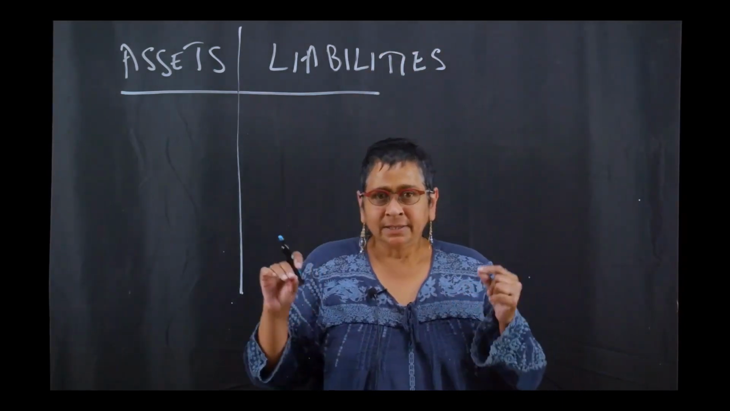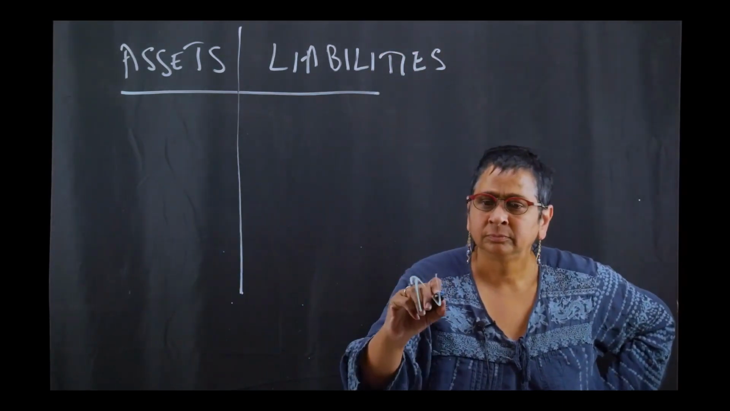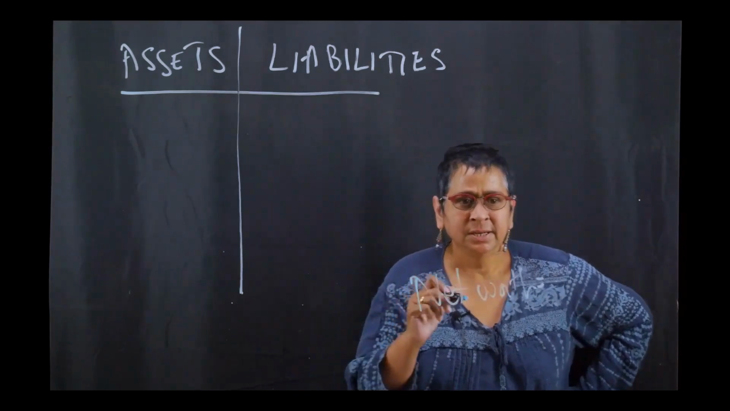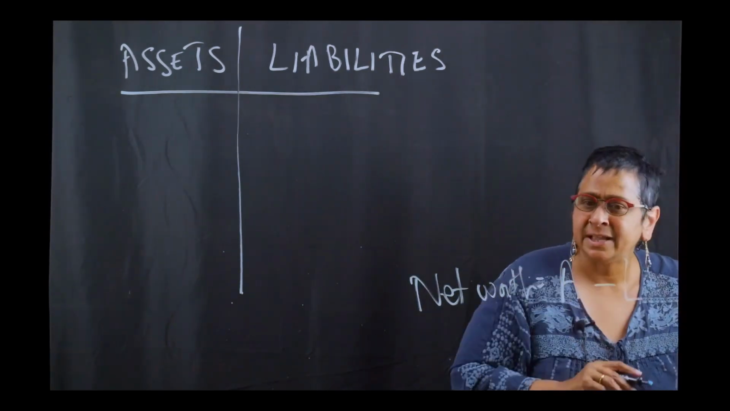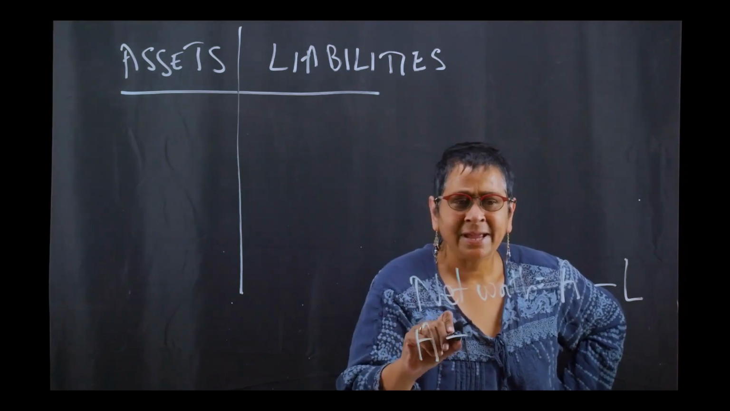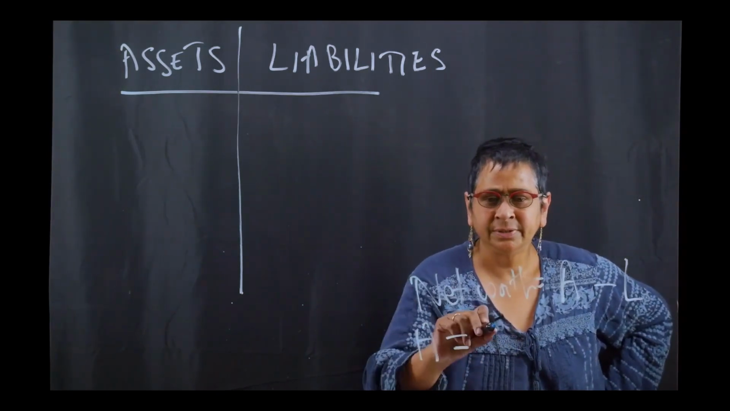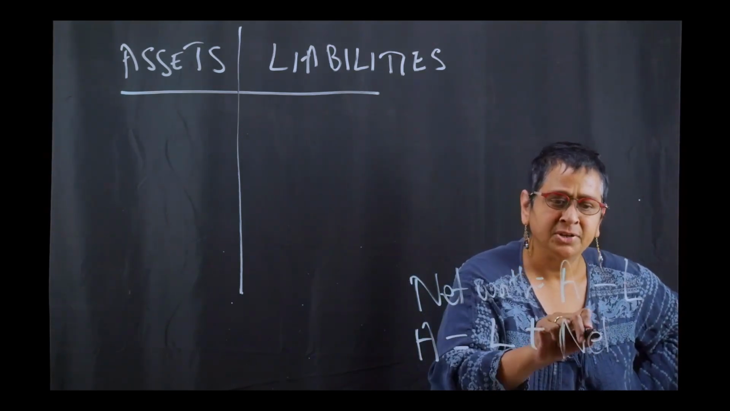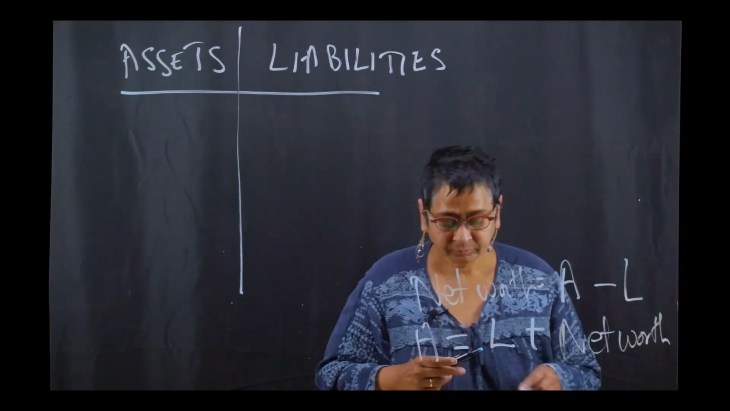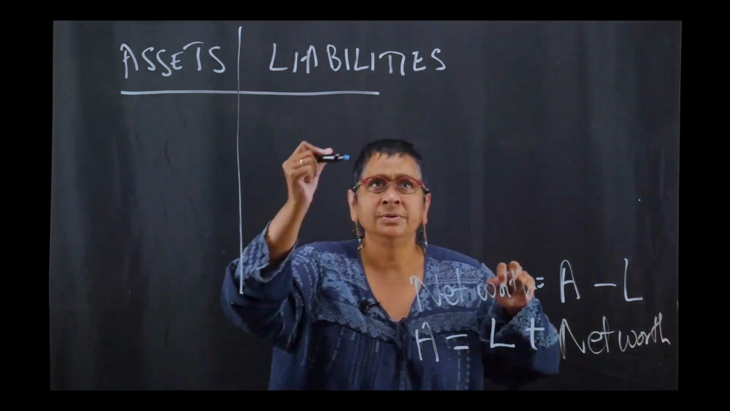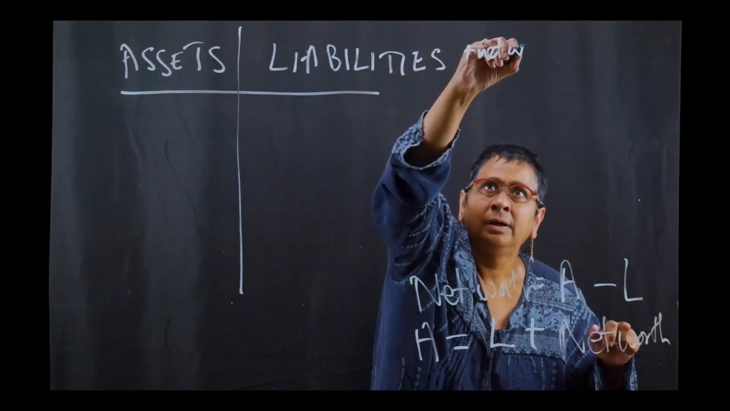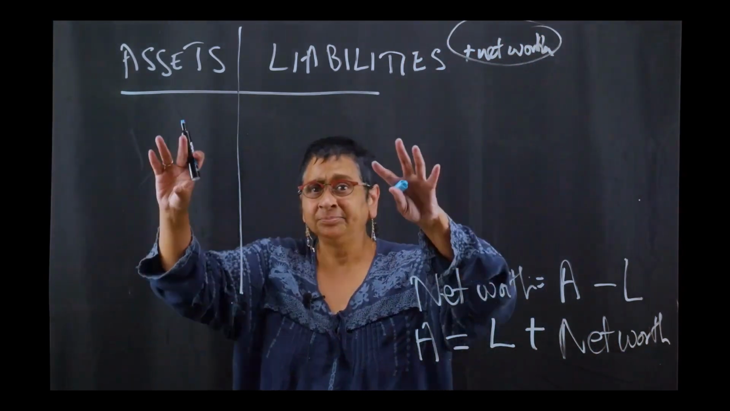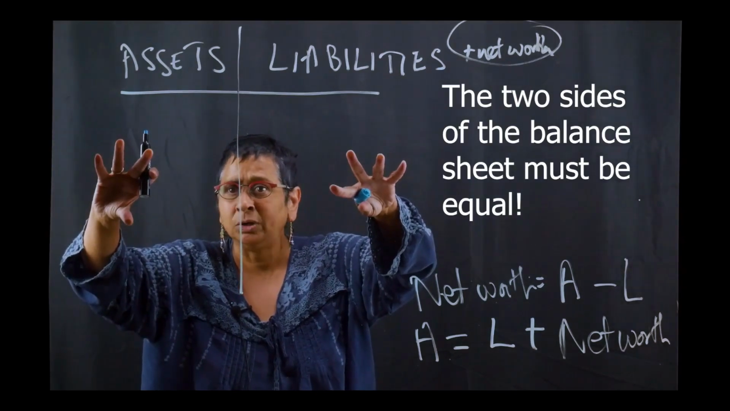this is what we know. The worth of a bank or of any unit is essentially assets minus liabilities, which means by definition, assets equal liabilities plus net worth. And the net worth is basically a residual term, so that by definition, the two sides of the balance sheet must be equal. Right?